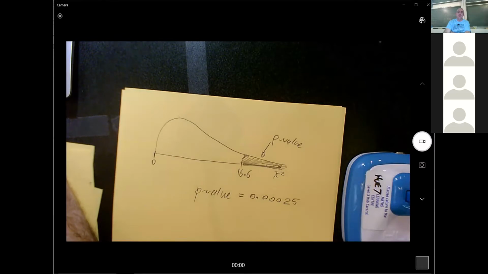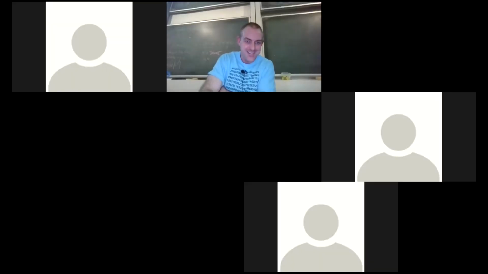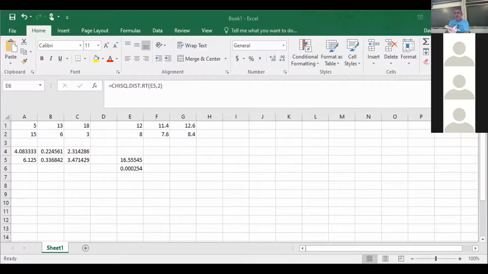I put in chi-squared.dist.rt, which is the right tail. I mean, I could have done this in R, but I didn't have R open, and I couldn't be bothered waiting for it to run through its whole I'm getting ready thing. E5 is where the statistic was, and the 2 is the degrees of freedom. No one who's in the Zoom can actually see this, just a second. I was in Excel and I had calculated this number just here, according to this formula here. The R command is similar.